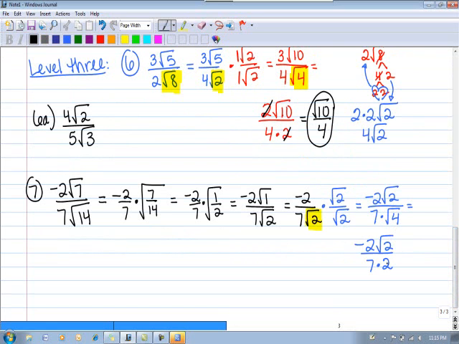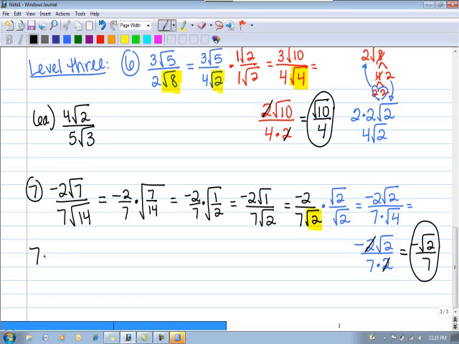Now that 2 is no longer in the radical, so I can go ahead and simplify the 2 in the numerator with the 2 in the denominator. And I'm left with, in the numerator, negative radical 2. In the denominator, 7. And so my final answer is negative radical 2 divided by 7.